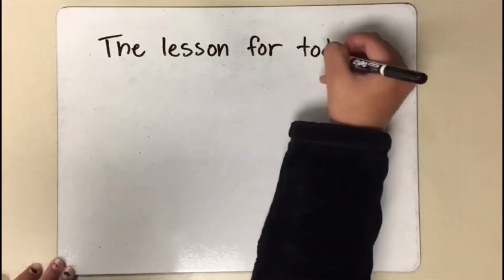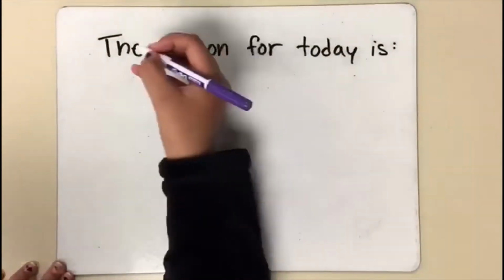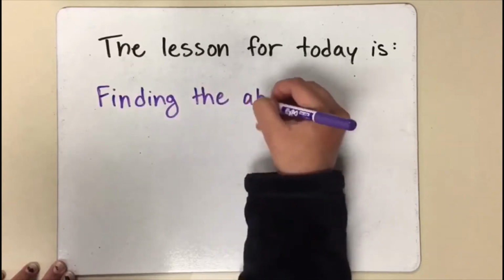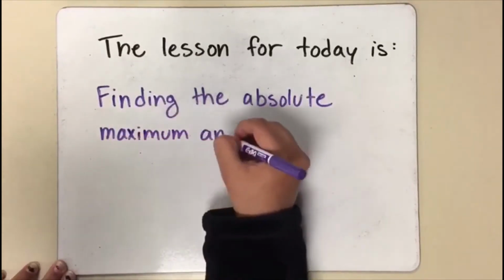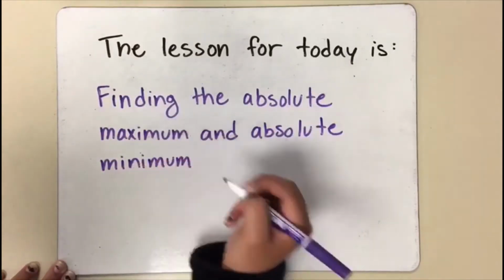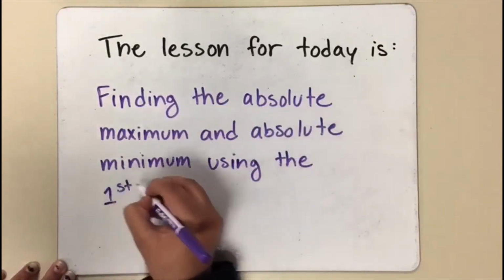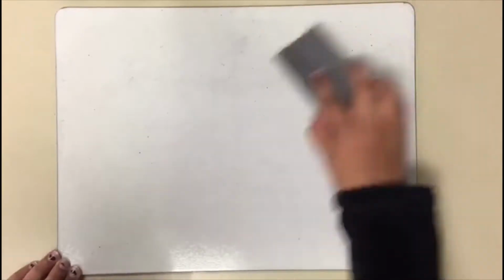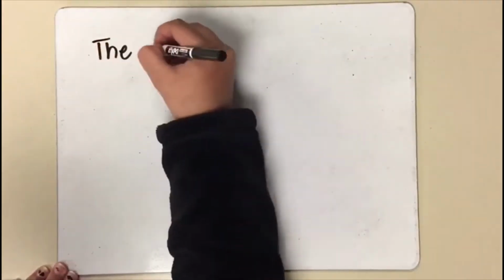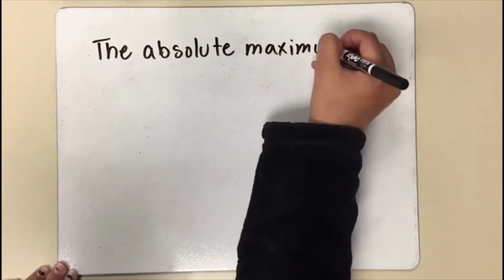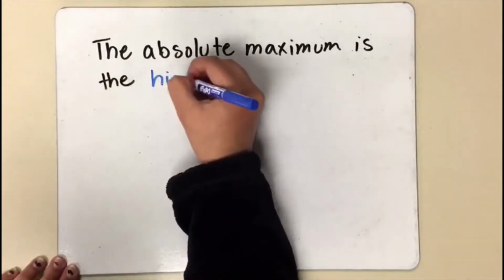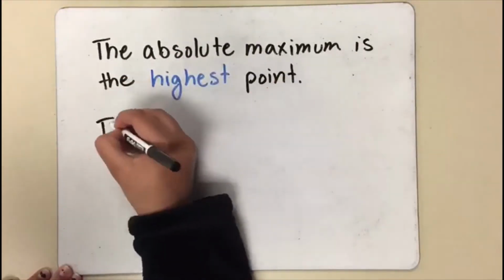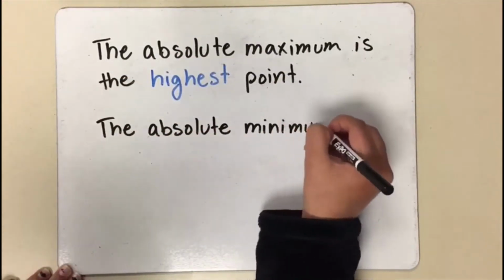The lesson for today is finding the absolute maximum and the absolute minimum using the first derivative test. The absolute maximum is the highest point, while the absolute minimum is the lowest point.